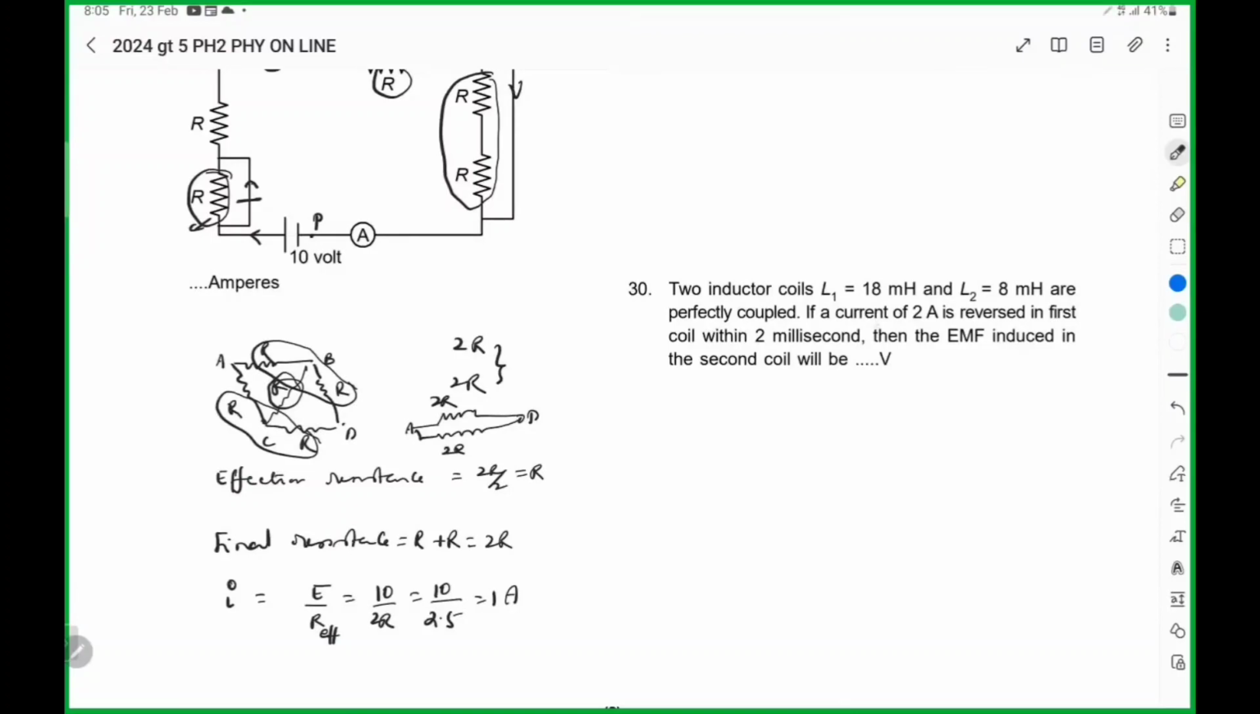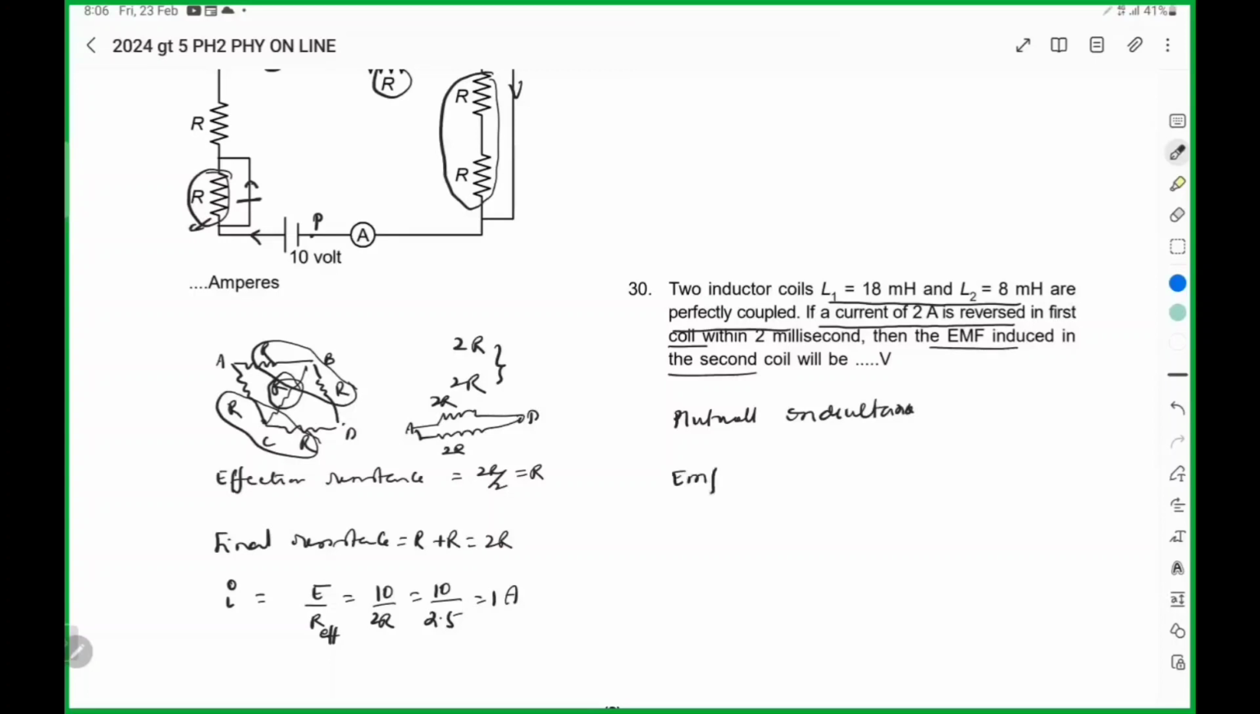Here it is. And two inductors are perfectly coupled. If a current of 2 amperes is reversed in the first coil, then what is the EMF induced? So if changes occurring in one coil affect the other coil, the problem is related to mutual inductance.